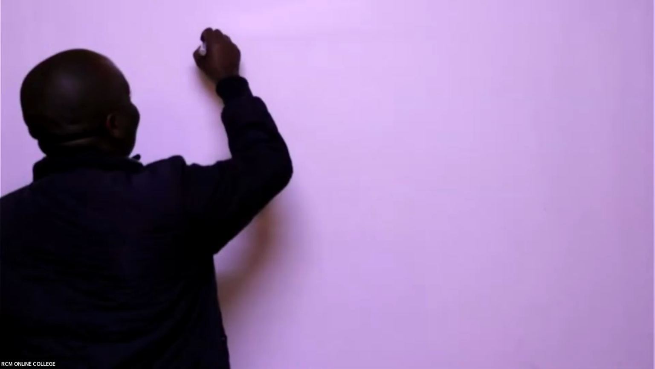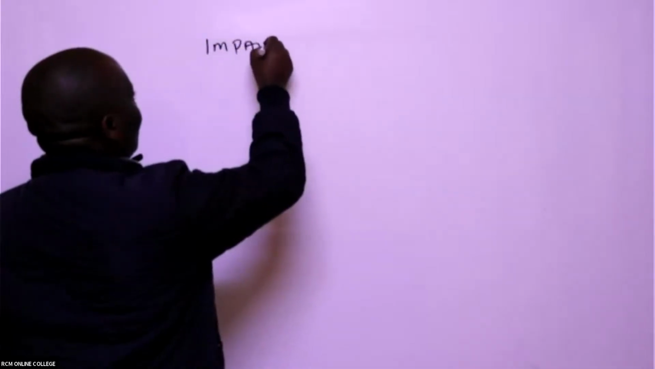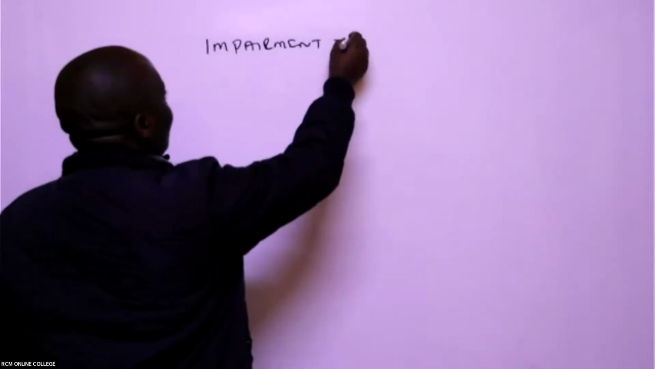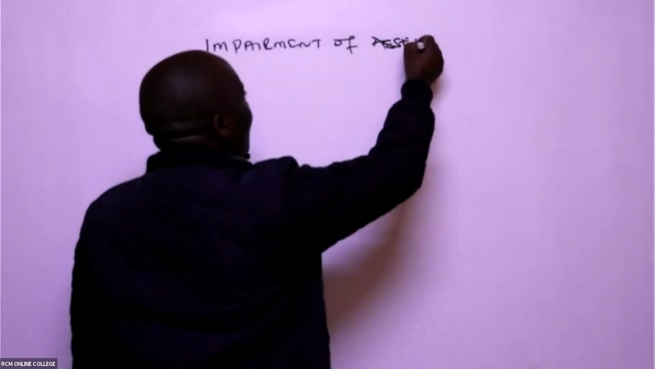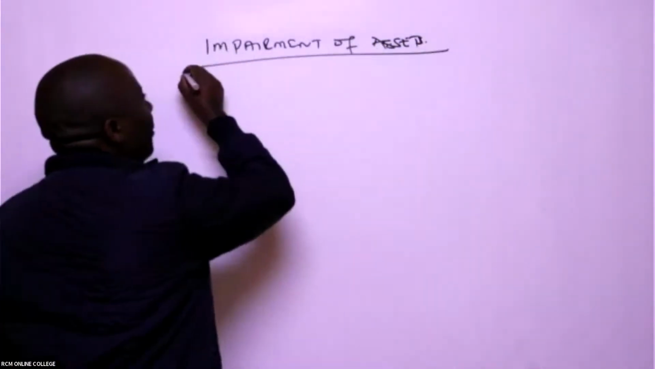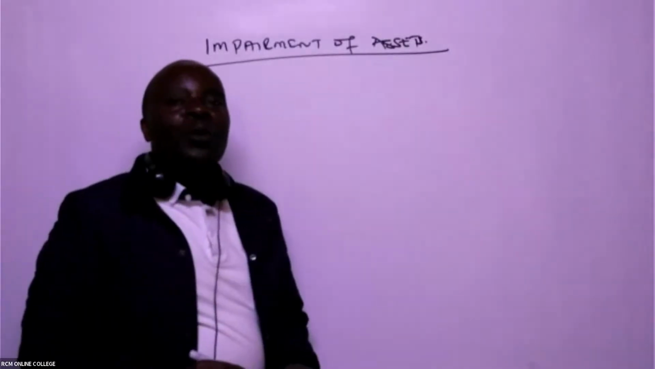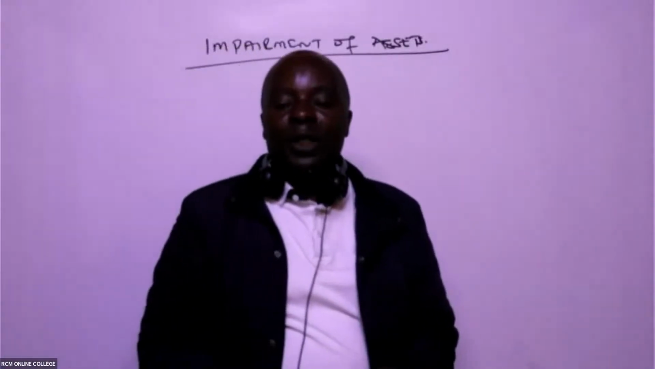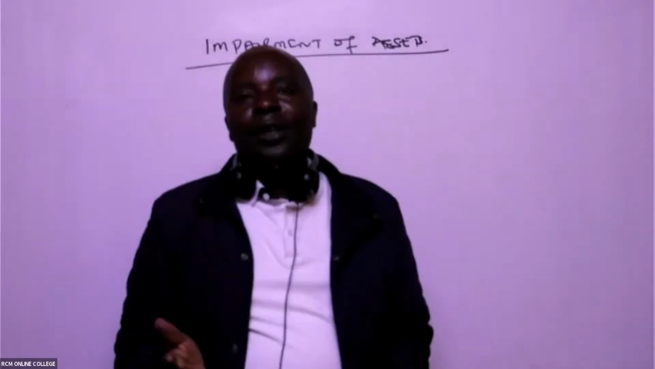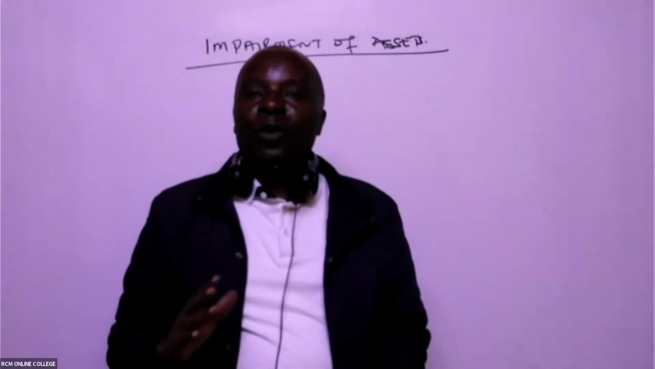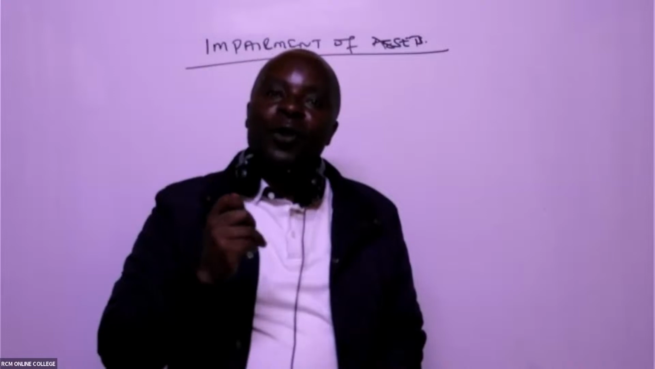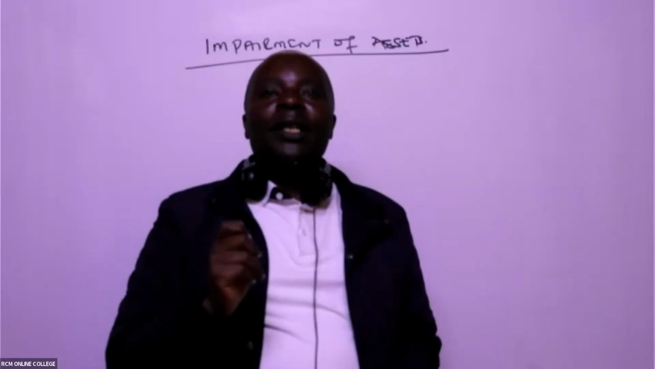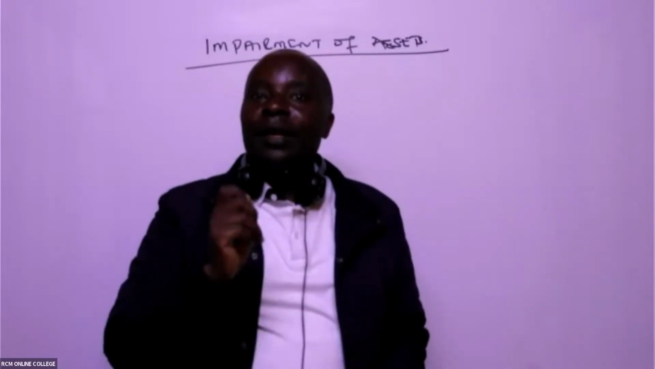So then we are looking at IAS 36, impairment of assets. When we talk of impairment, to be impaired means what? That you have lost value. That is the major thing for you to remember: an impairment loss is a loss in value.